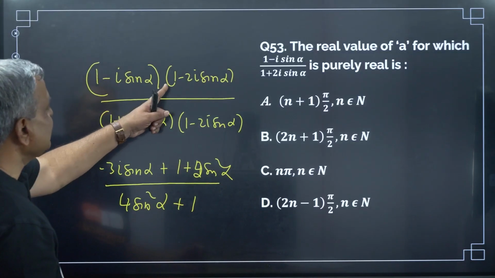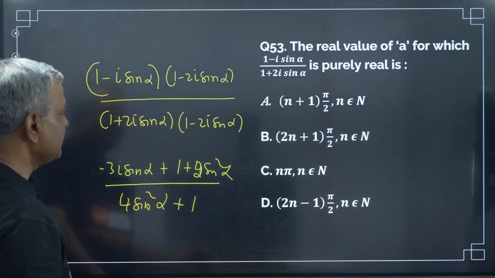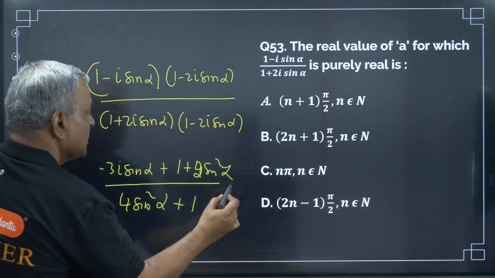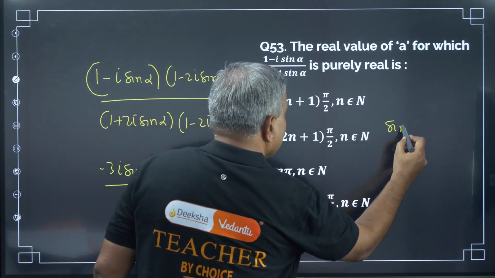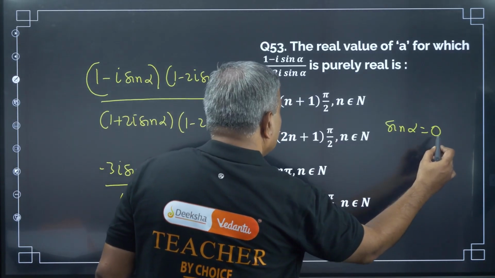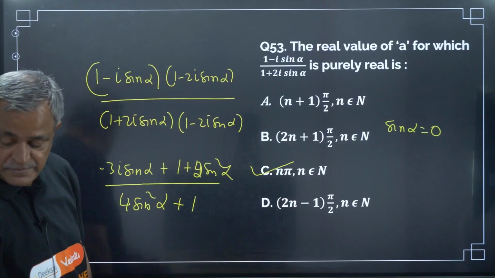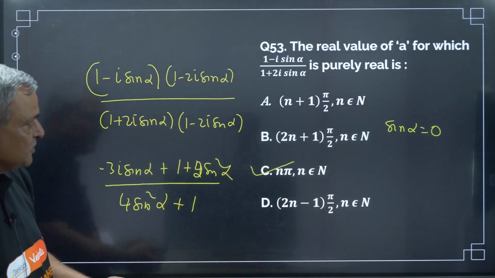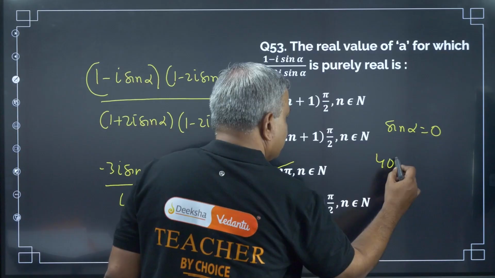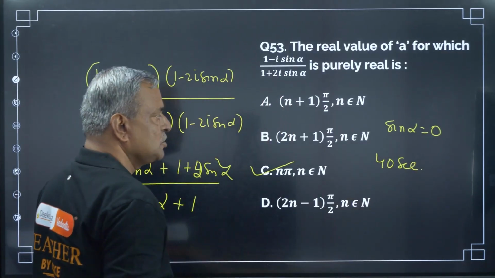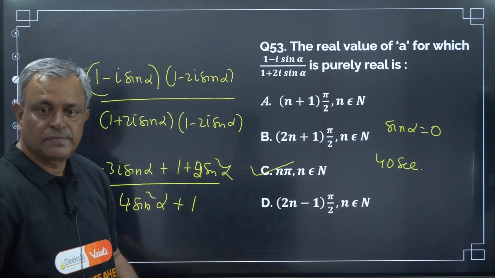Because minus i sin alpha minus 2i sin alpha will give you 2 sin square alpha. This is the real part. So imaginary part is 0. It means sin alpha is equal to 0, means all multiples of n pi. Option C. Question number 53, option C. It will take 40 seconds. Beyond that, you should not take, multiplying, rationalizing complex numbers.